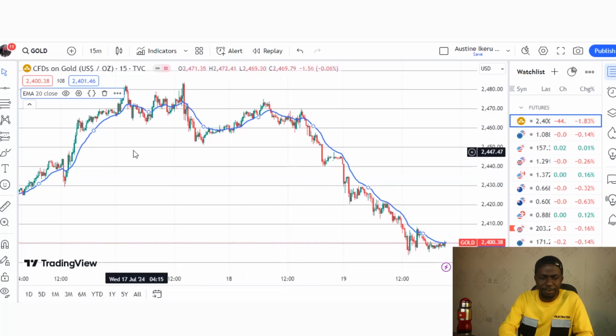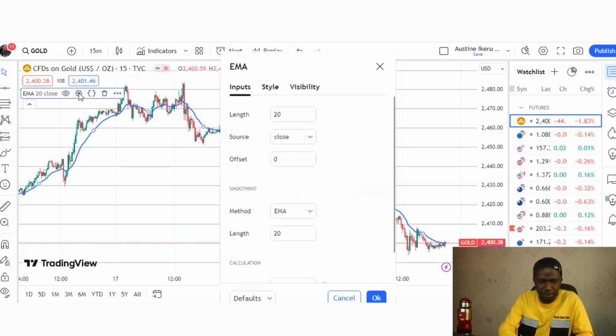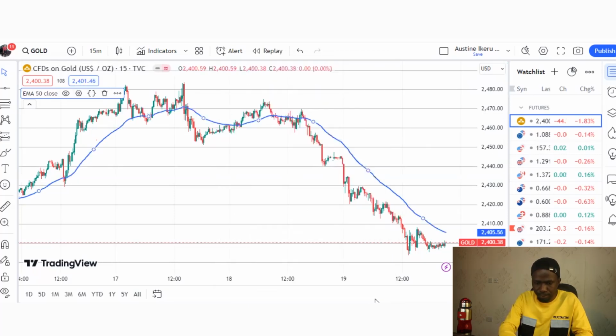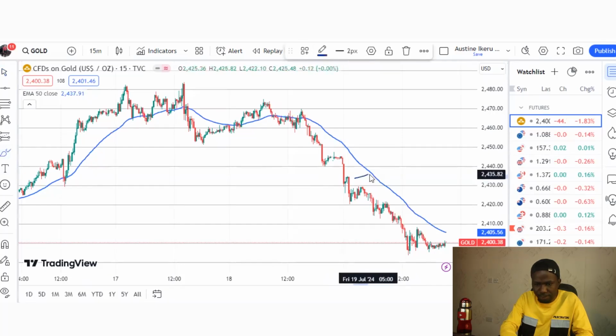Now let's plot the 50 EMA. Let's change the setting again to the 50 EMA for you to understand what I'm talking about. So now you can clearly see that the price is far away from the 50 EMA. You can see the gap.